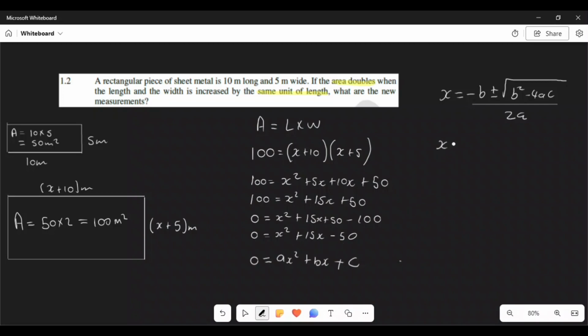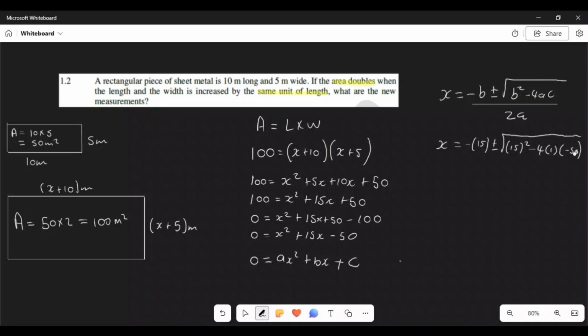So let's substitute here. What is our b here? When you look at it, b is the coefficient of x, so it's going to be 15, so negative 15. There we go. Plus or minus, right? So what is our b again? Unfortunately it's still 15, right? Minus 4. Then what is our a? It's the coefficient of x squared, which is 1. And then what is our c? It's the constant here, which is negative 50.